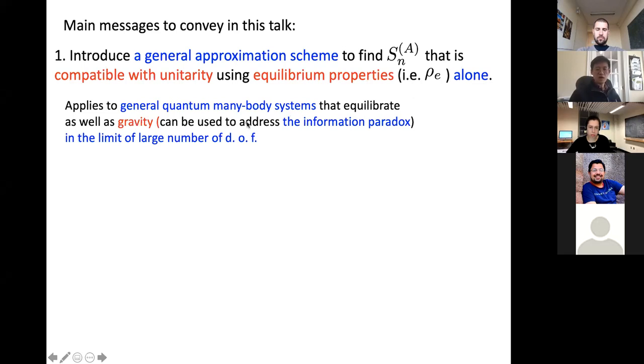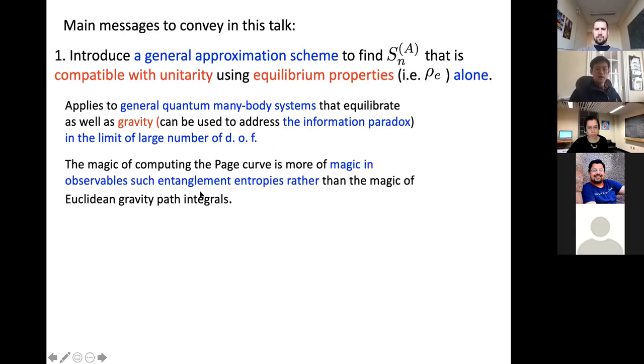And in the gravity system, this can address this version of the paradox, which is how you obtain the page curve. Maybe I should, yeah, just Raphael's objection. Maybe it's better to say how you understand to obtain the page curve. Okay. And in the limit of large number of degrees of freedom. And so from this perspective, what is usually called the magic of computing the page curve from semi-classical gravity is actually more of the magic in the observables, such as entanglement entropy or Renyi entropies, rather than the magic of Euclidean gravity path integrals. So essentially, this property applies to all many-body systems in the limit of large degrees of freedom, not just gravity. Okay, so with just semi-classical information, it is enough to obtain an answer which is compatible with the page curve.